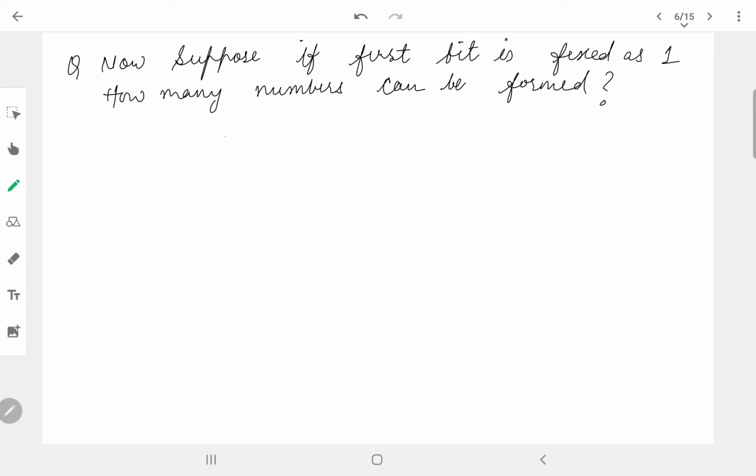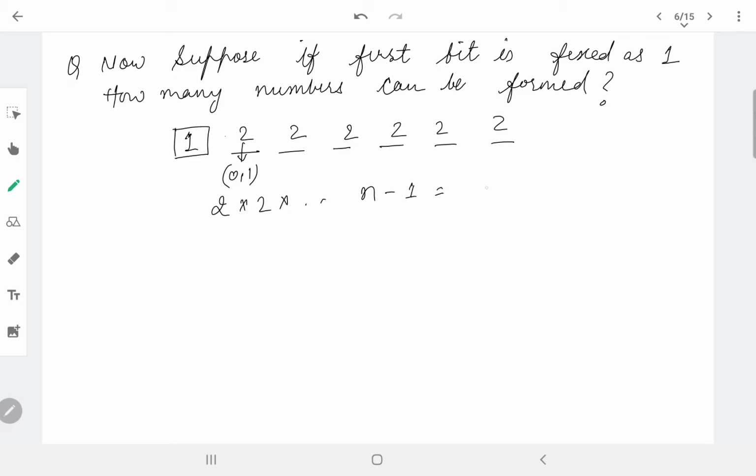Now suppose the first bit is fixed as 1. So in this problem we are just fixing the first bit value as 1. How many total numbers can be formed? We had n bits, out of which the first bit has been fixed as 1. So we have n minus 1 remaining bits. For all the remaining bits we have two options, we can fill either by 0 or by 1. So the total numbers formed will be 2 into 2 till n minus 1 times, that will be 2 to the power n minus 1. For the first bit we can't have two options since 1 is fixed. So this is one way to solve this problem.